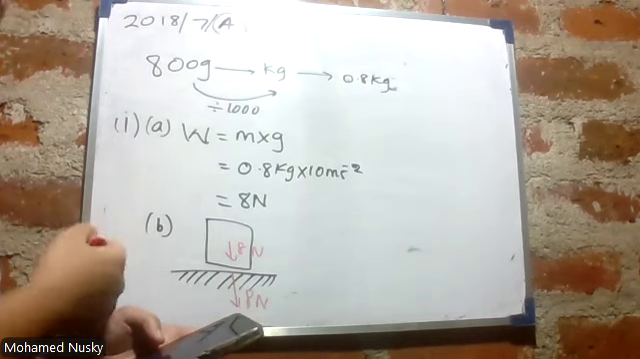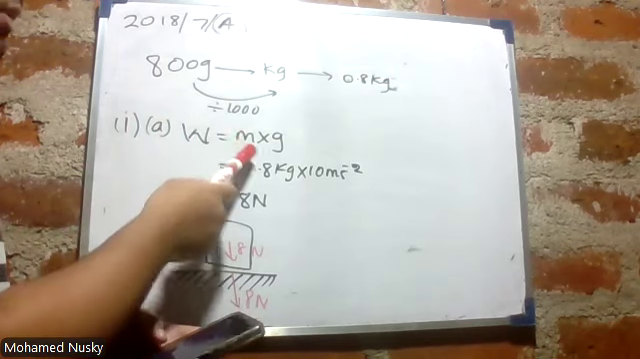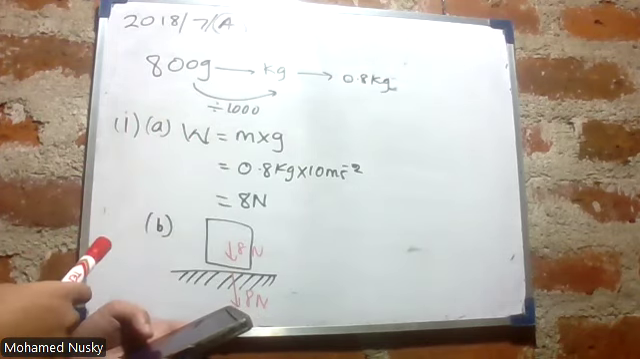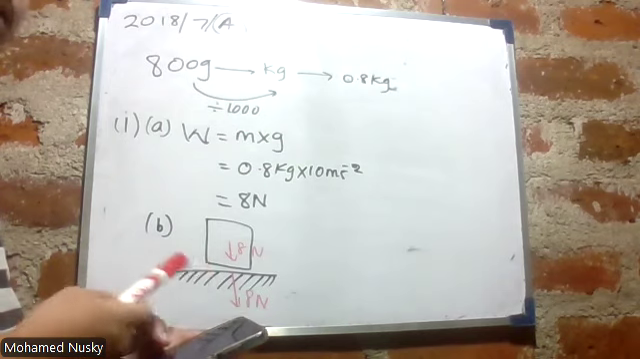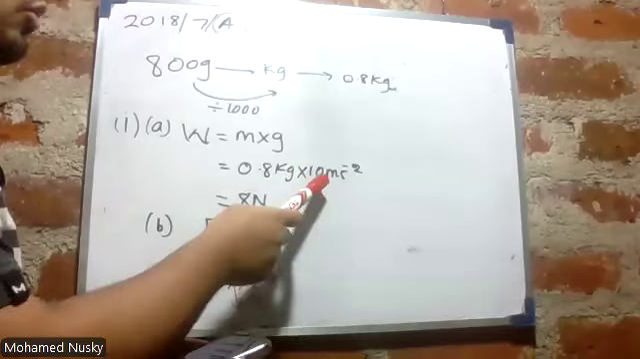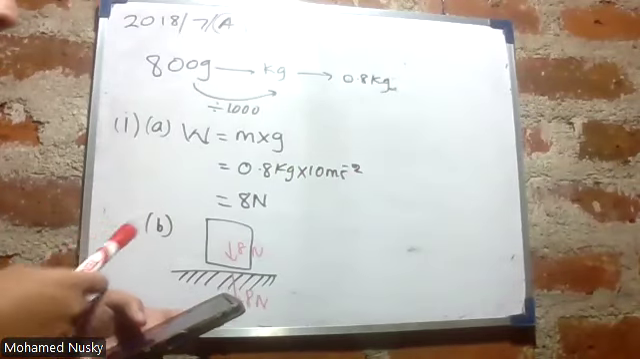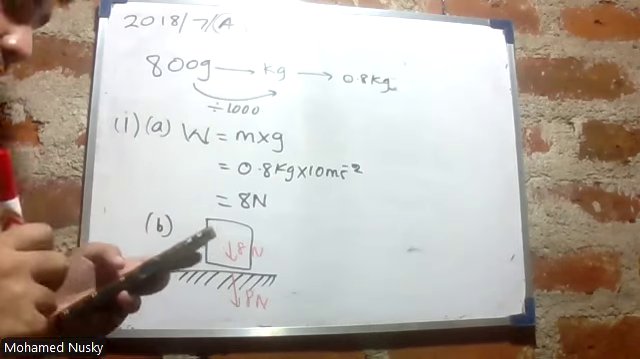You know the equation. What is the weight of the block of wood? Weight is mass into gravitational acceleration. You know the mass. This mass should be in kilogram, not in grams. 0.8 into 10 meter per second squared. So you will get 8 Newton. 8 Newton is the weight of the block of wood.